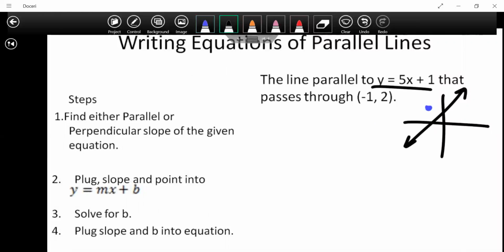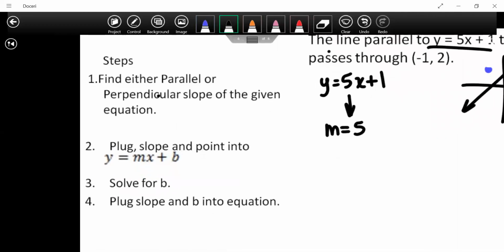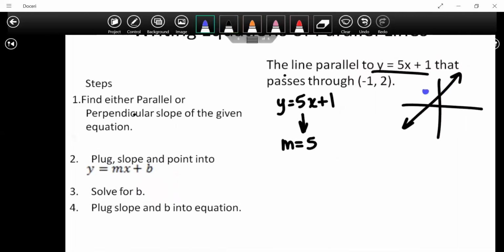Okay, so here we go. Let's do this really quick so we can finish up. y is equal to 5x plus 1. Now, in order for us to find the parallel line, what would be the parallel slope to this? 5. It's the same. You said perpendicular? No, it said parallel. Okay. Now we have this equation. We're going to choose one of our points, and we're going to plug it into y equals mx plus b. So we're going to plug both of these in there.